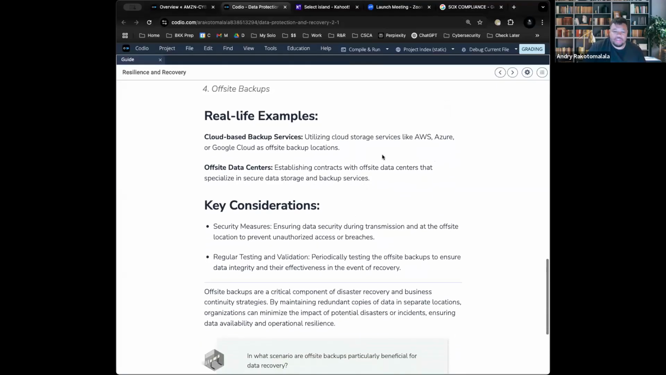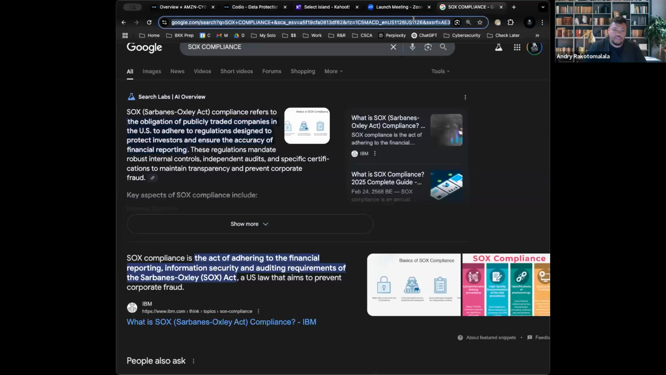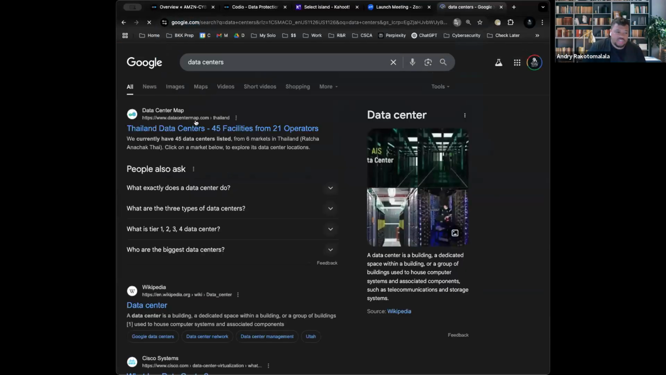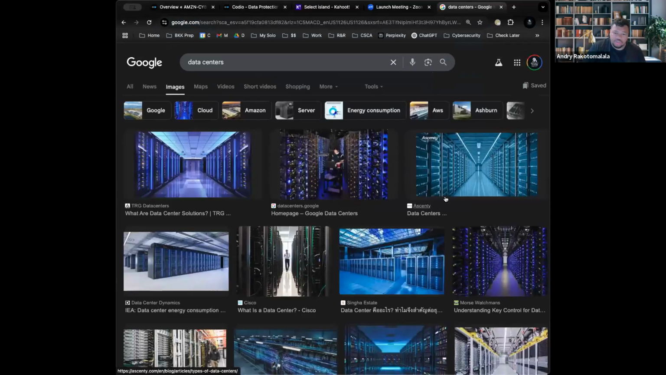And then here's some real life examples. I mentioned AWS, Azure, and Google Cloud before. They all have backup systems in different locations. And then there's offsite data centers. So that means that there are data centers that you can access. Typically, they are data centers that look like this. So they're the ones with all the wires, with all different servers. Now, a data center can be a business in and of itself, where you host all the backups for a certain company so they don't have to run through all of the logistics of that. It's typically accessible via the internet.